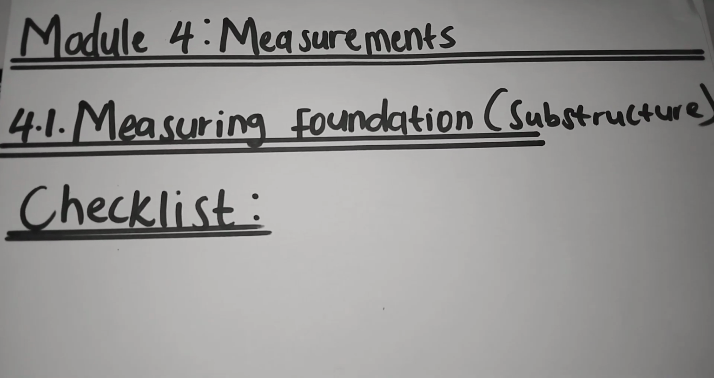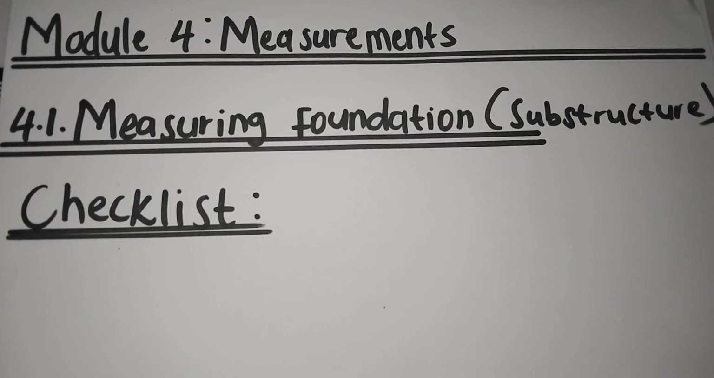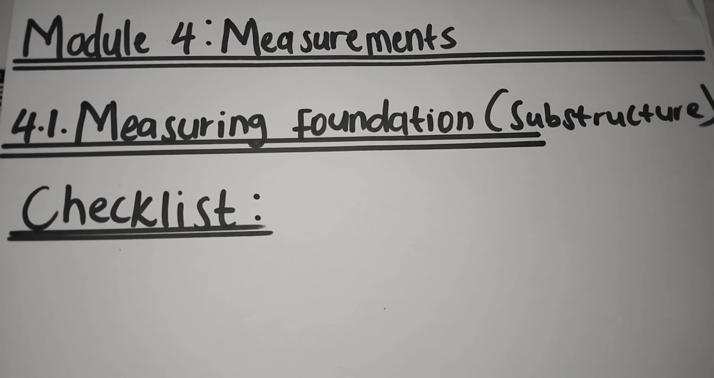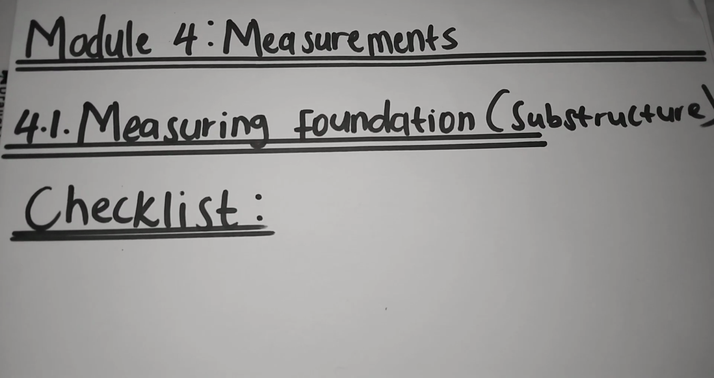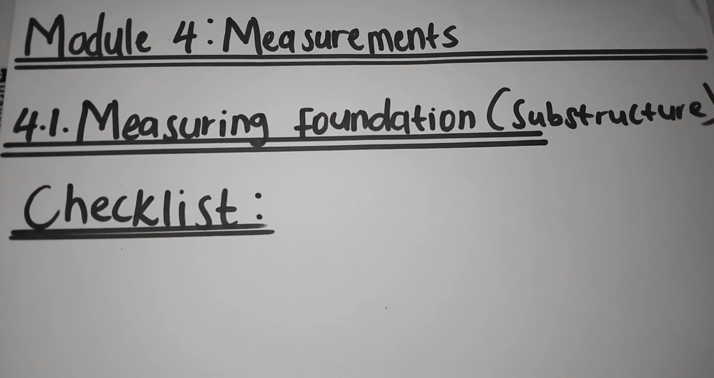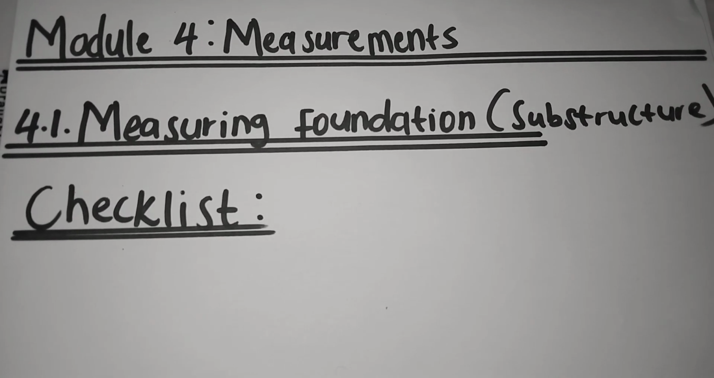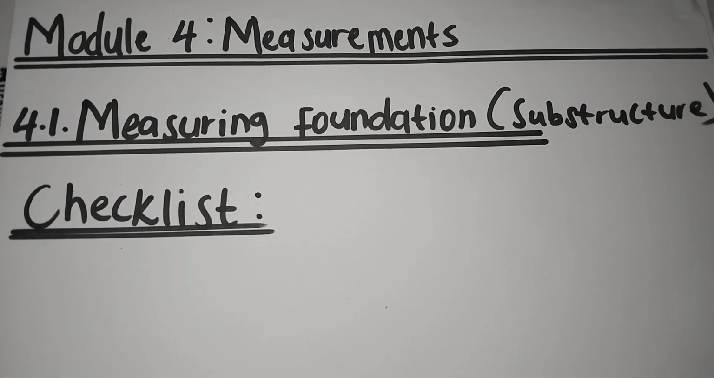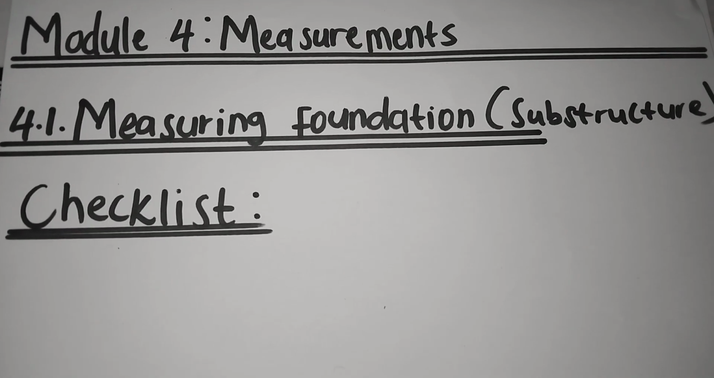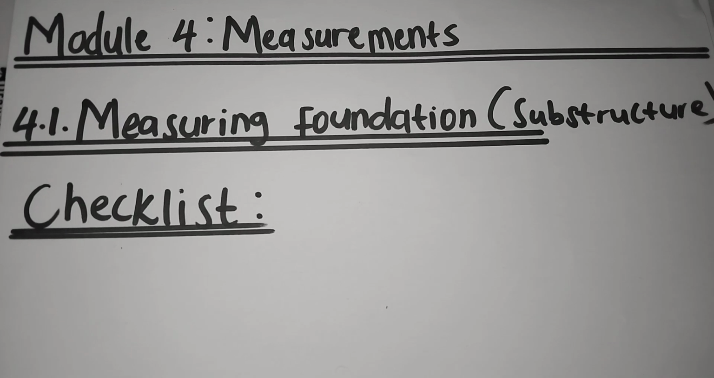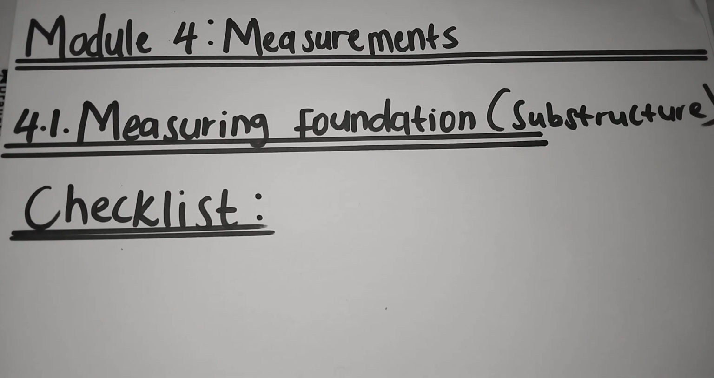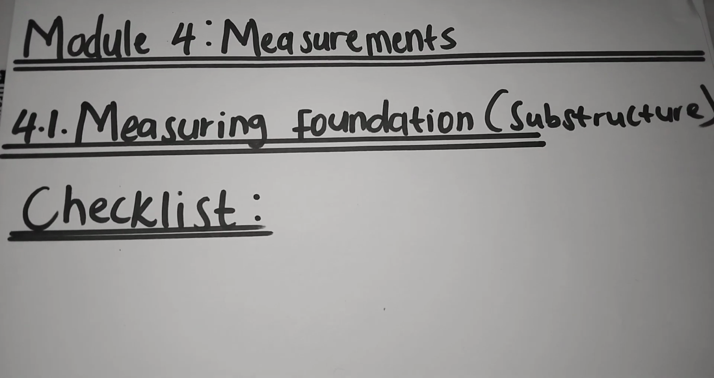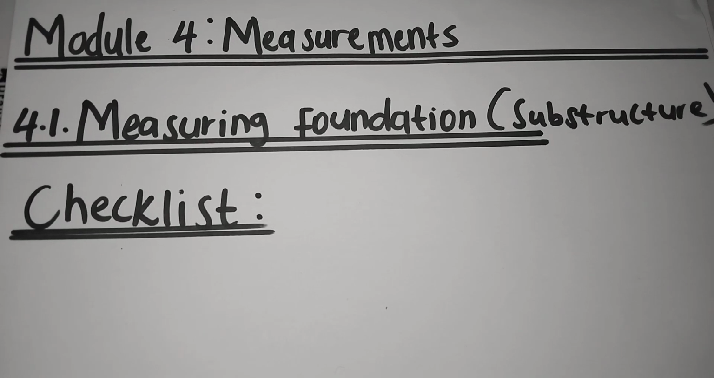So as you can see, the first thing that you have to know when you're measuring is a checklist. A checklist is also known as a measuring list. So in simple terms, a checklist is a list of things that we are going to measure. Out of all the measurements that you have to know, you also have to know the checklist as well, because it is essential for you to firstly write a checklist before you take off.